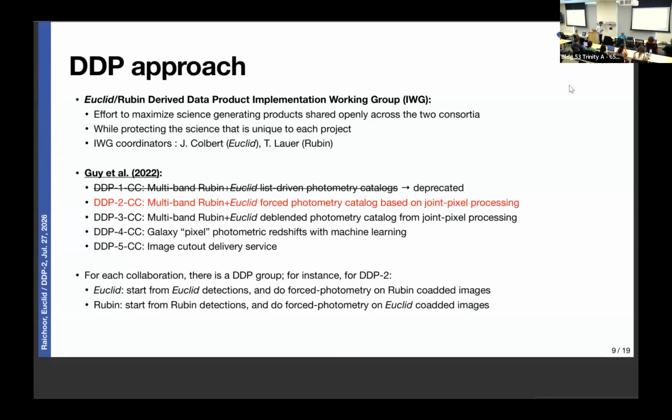And then you have the DDP4, which computes photometric redshift from the pixels themselves. As you may have guessed, for at least the DDP2s, in each collaboration there will be a specific group. From the Euclid side, we'll do DDP2: start from Euclid detections and do photometry for those sources on Rubin images. And on the Rubin side, there'll be a group doing the other direction: starting from the Rubin sources and doing photometry on the Euclid images.